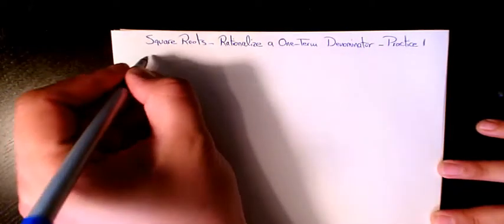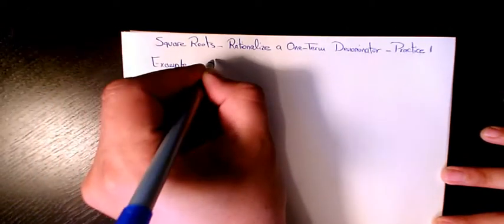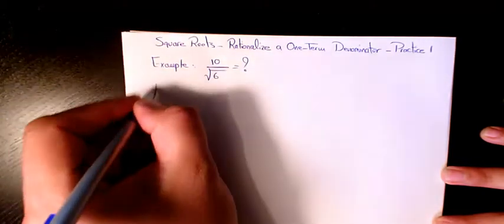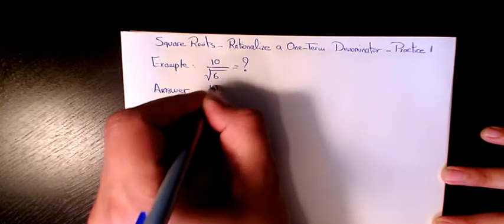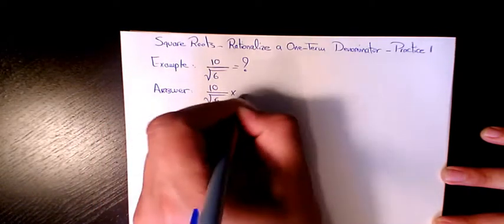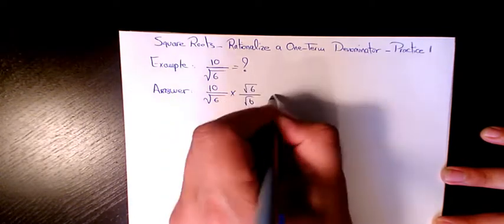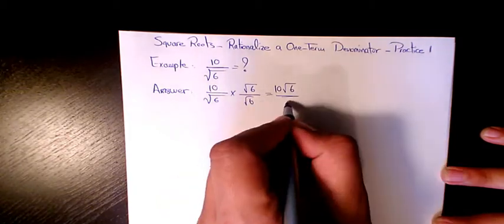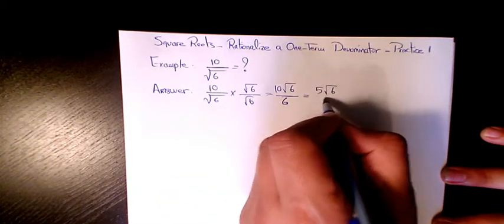So first example is 10 divided by square root of 6. Answer is 10 divided by root 6. So we need to multiply and divide it by the same thing, root 6 and root 6. It's going to be 10 root 6 divided by root 6 times root 6, which is 6. Then you reduce it, it's going to be 5 root 6 divided by 3.